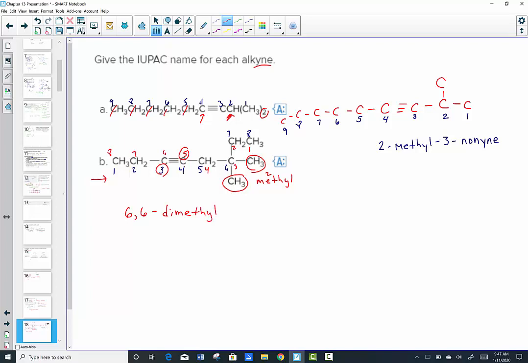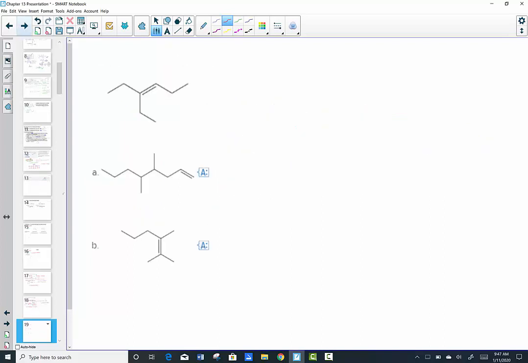6, 6, dimethyl. Then I'll let you know that there is a triple bond between carbon 3 and 4 by putting a locant there of a number 3. The prefix for the number 8 is oct, and the triple bond receives the suffix of -yne. 6, 6, dimethyl 3-octyne. Oh, you're doing good. Super proud of you.